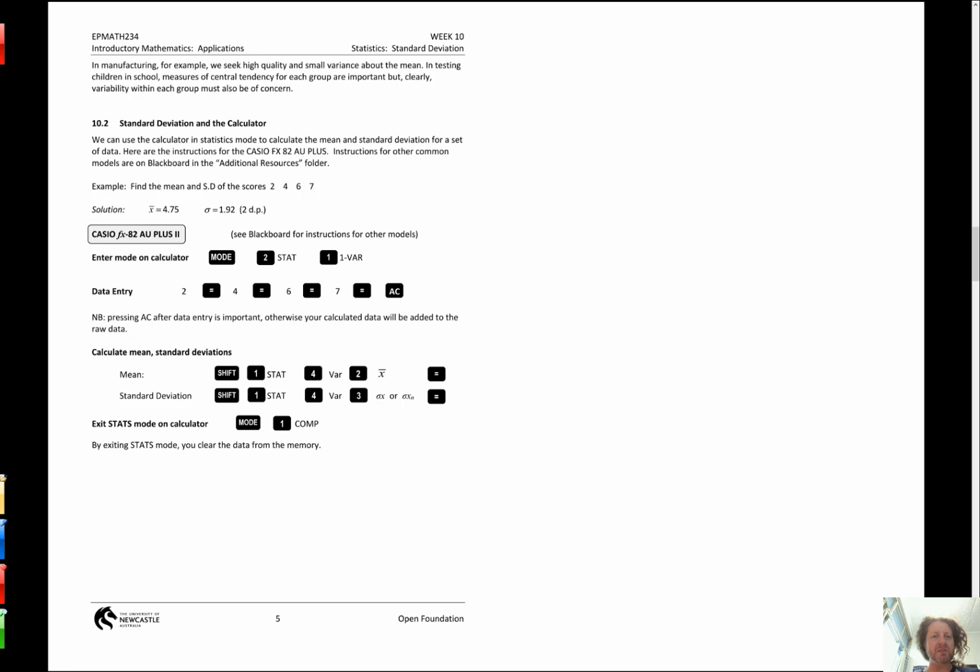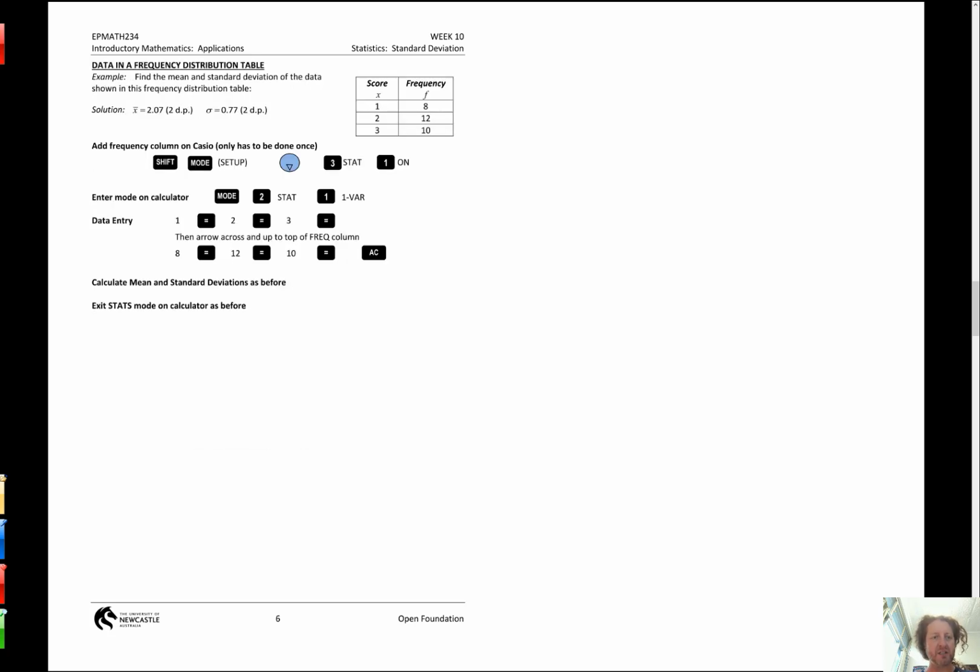The next bit goes on to standard deviation in the calculator, and we've already got a video for that. Scott's already put a video up there, exactly pressing the right keys for the FX82AU Plus, which is the same as the Plus 2. I think they're all the same. I've got instructions on Blackboard, so let me know if you have any issues with it. There are the written instructions, and on the next page, how to add a frequency column for when we don't just have individual scores. I've got 1, 8 times, 2, 12 times, 3, 10 times. Our calculators can still do all that, but check out the other sister video we have.